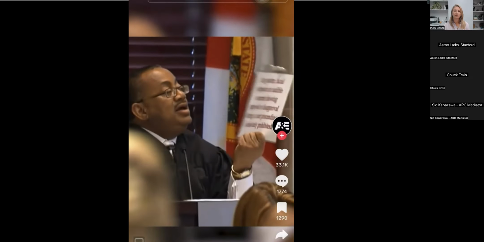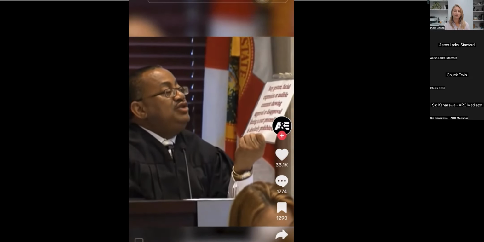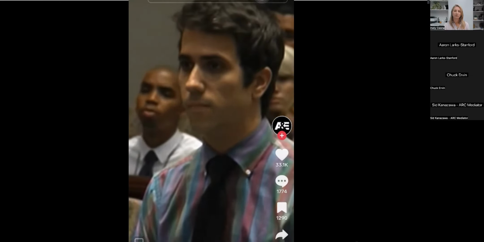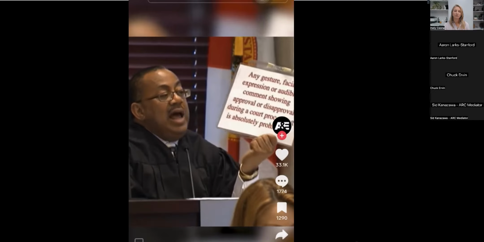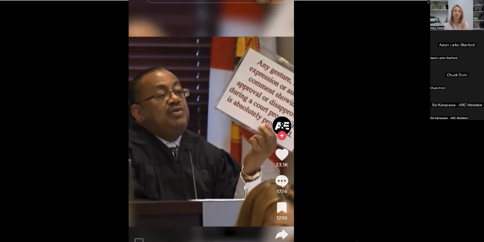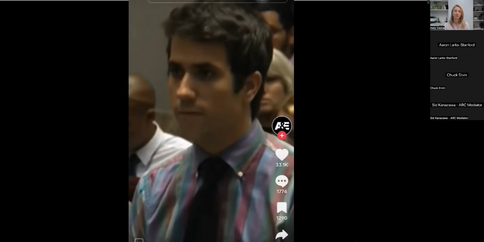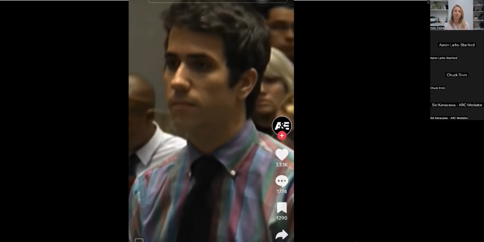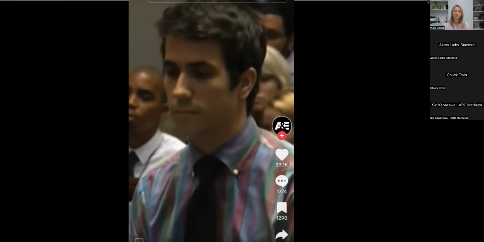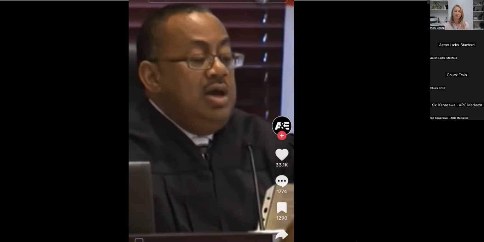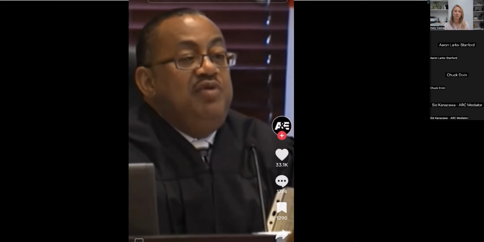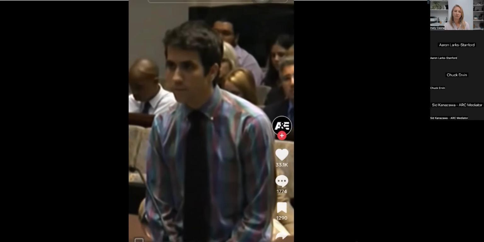You see this sign? Yes, sir. And does not this sign read any gestures, facial expressions showing approval or disapproval during a court proceeding is absolutely prohibited? That sign is posted on the door outside, is it not? It is. Was there anything about that that you did not understand, sir? No, sir. Could you tell this court why you should not be held in contempt of court?